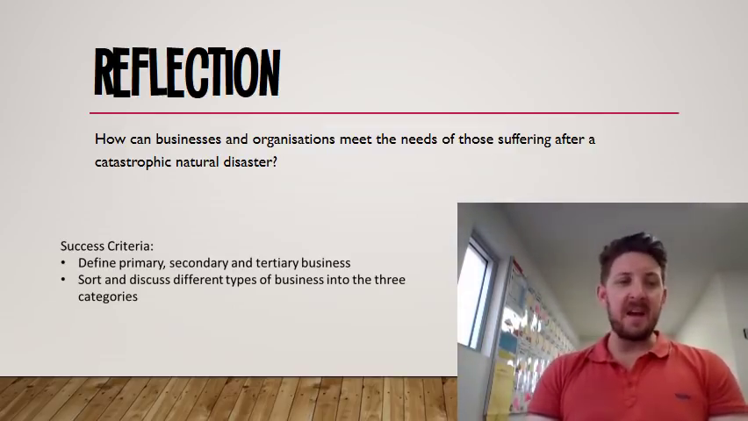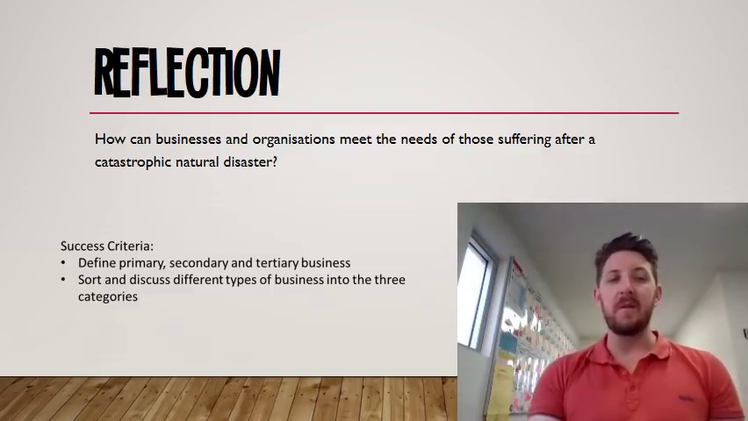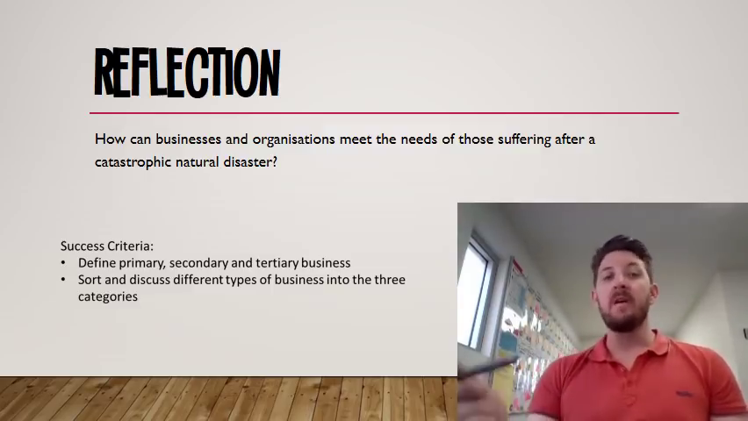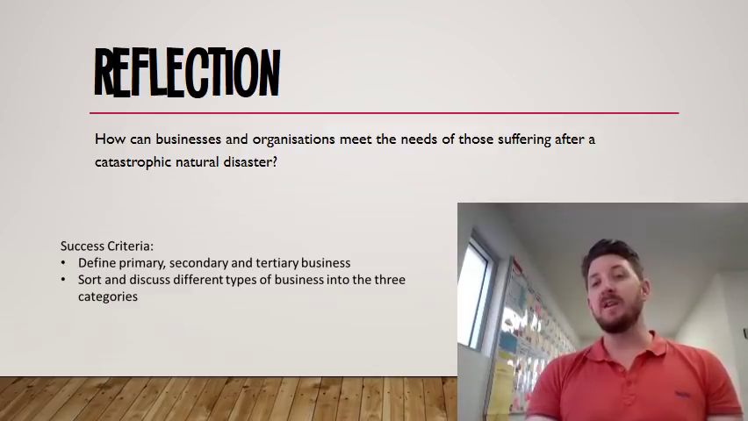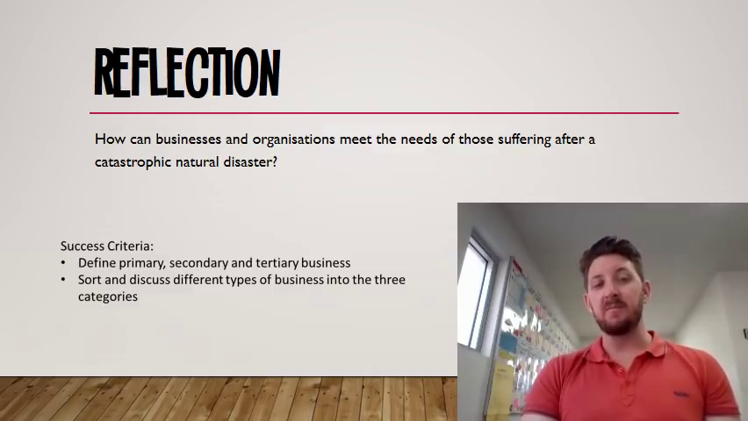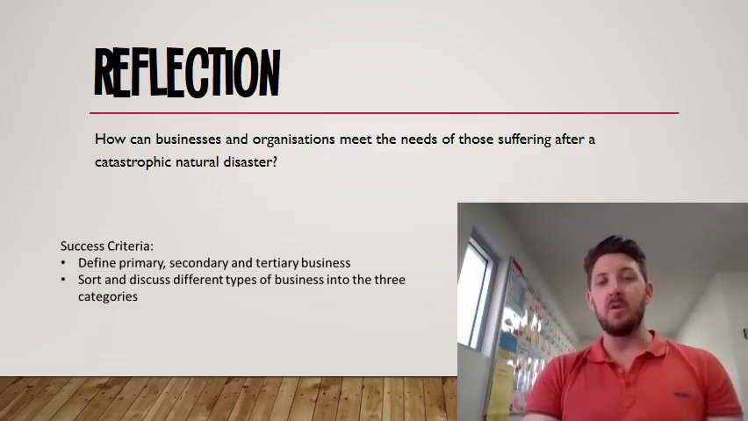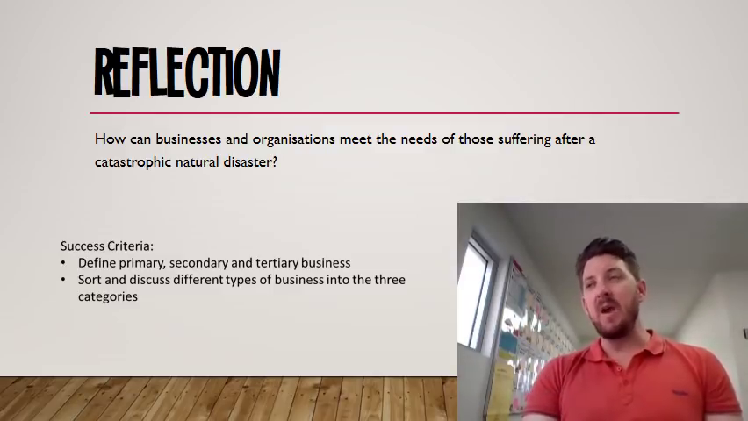Let's have a look at our lesson now. Were we able to define primary, secondary, tertiary business? Well, we know that a primary comes from raw materials from the earth. Secondary is using those raw materials to turn them into something else. And tertiary is services for consumers and businesses. Sorting and discussing different types of businesses into the three categories. Well, we did that in the last part where we did our three columns. I'm hoping that you have those in your books, that you've copied those down. And if you have got them wrong, that you have put a line through them and that you have written the correct answer under.